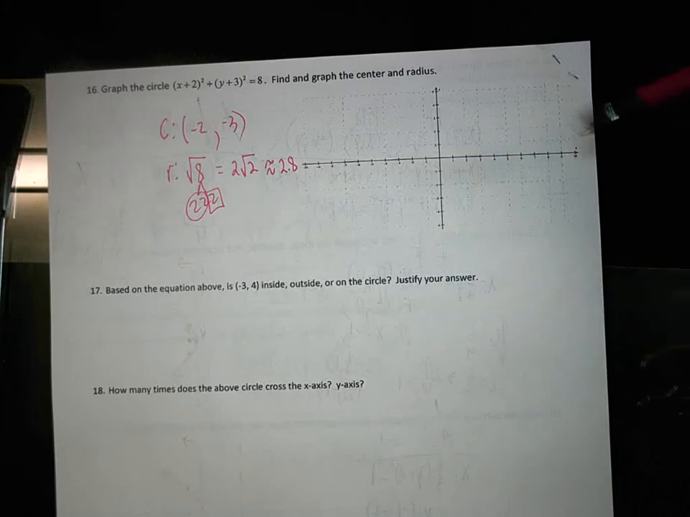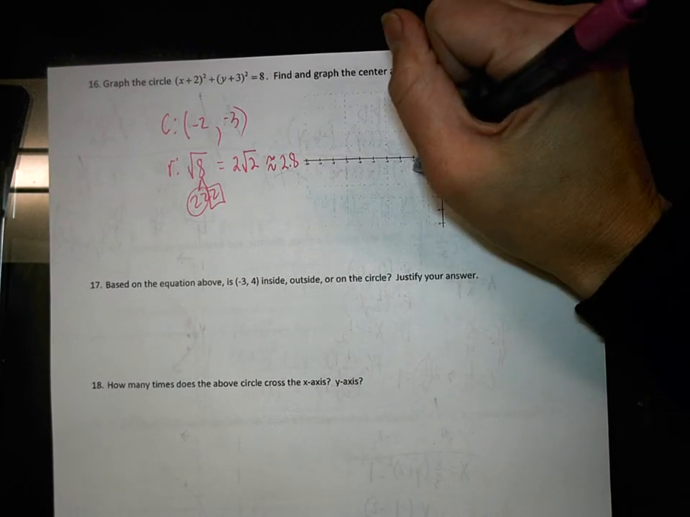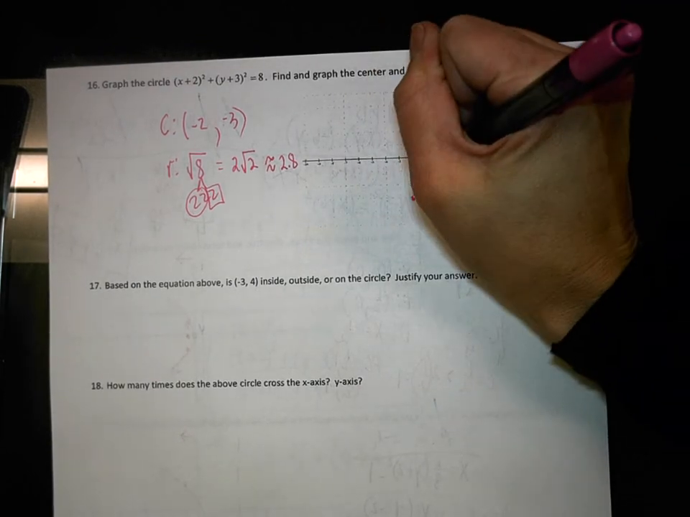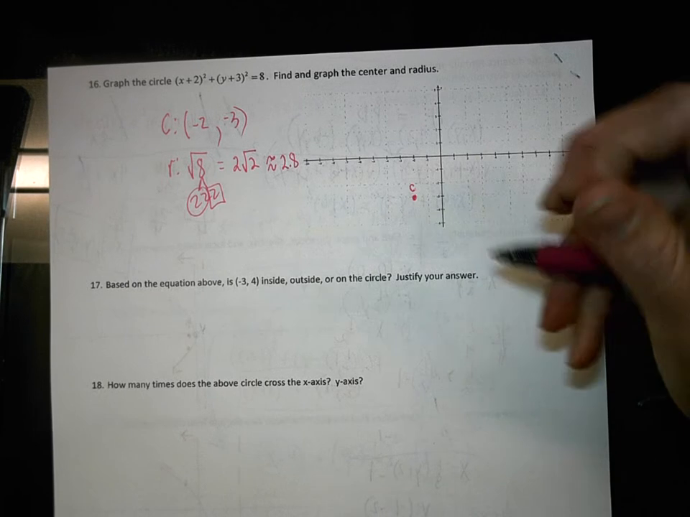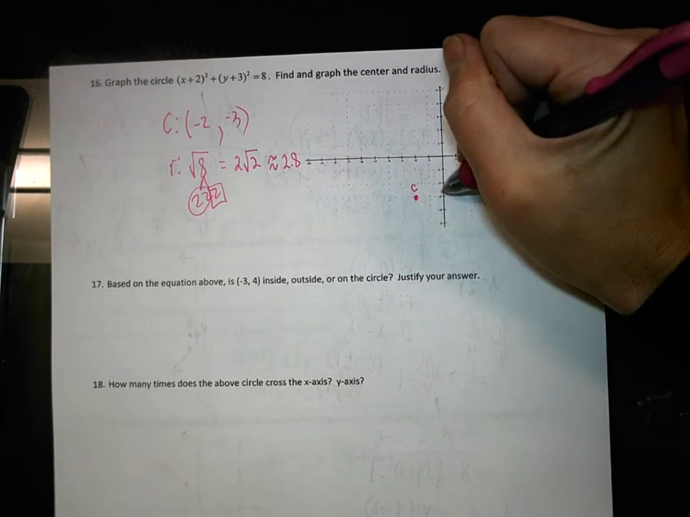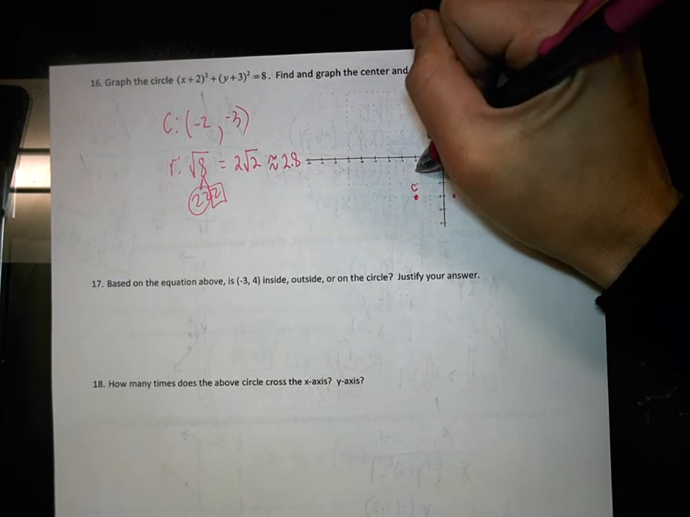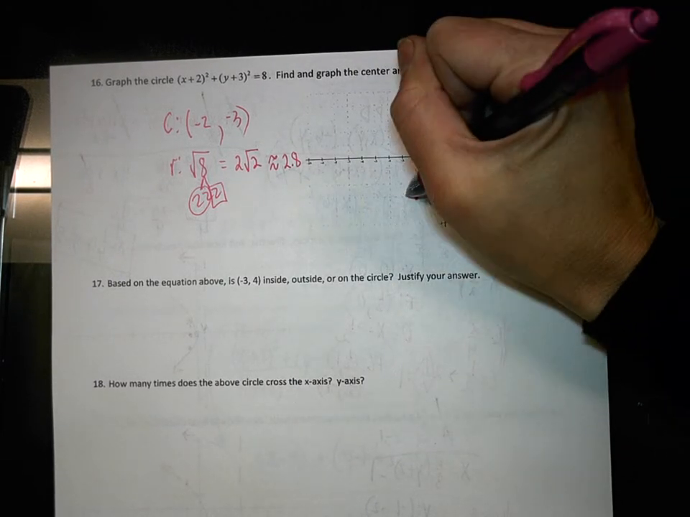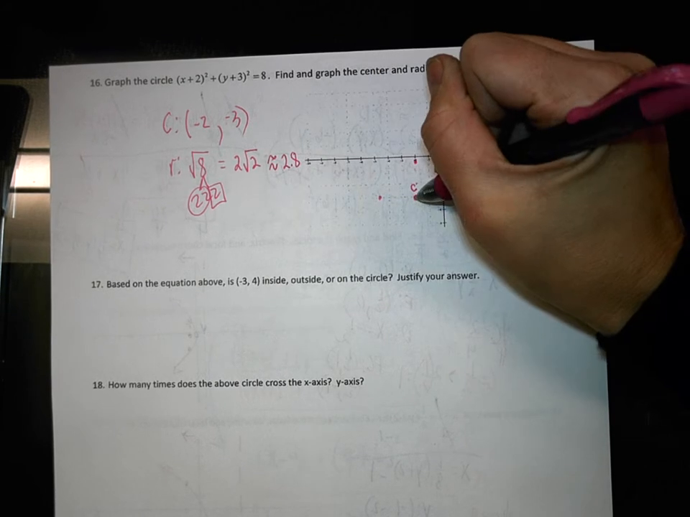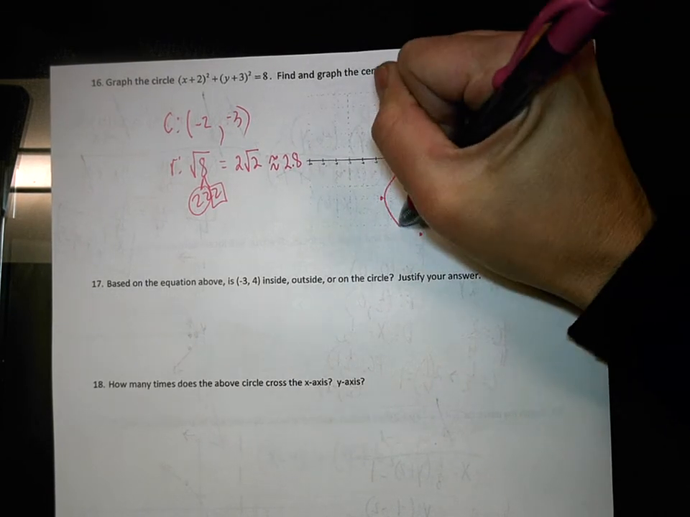When we graph this, we'll go -2, -3, and that is our center. We go out our radius, so 2.8, going out 1, 2.8, and then going up 2.8, and down 2.8, to help us make a more accurate circle.